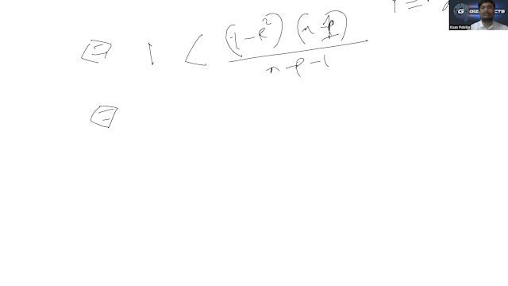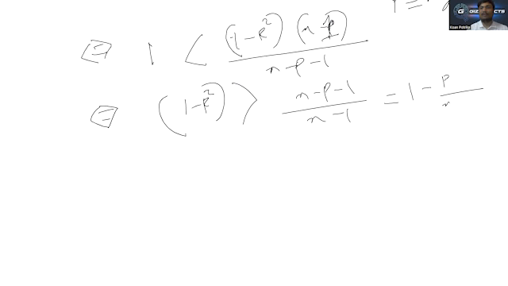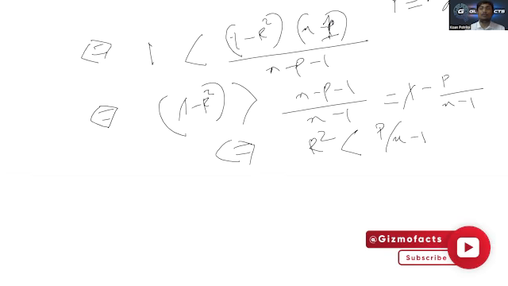Now 1 minus R square becomes greater than n minus p minus 1 divided by n minus 1, which is 1 minus p by n minus 1. The 1 and 1 get cancelled. So the equivalent condition is R square being less than p by n minus 1. Thus, in a model, if p and n minus 1 are such that R square is less than their ratio.